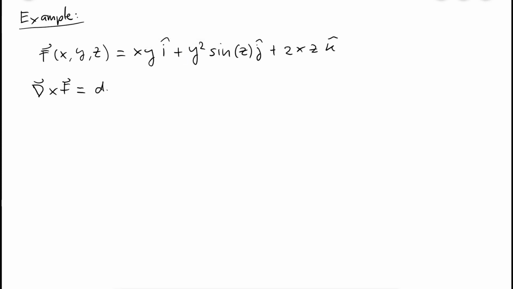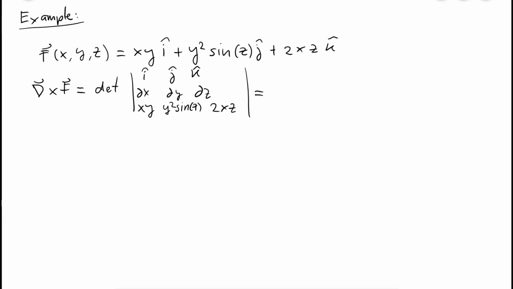So let's take the determinant of i, j, and k. First you write your partial derivatives at the very top: partial x, partial y, partial z. Below you write the components of the force. That's xy, here's y squared sine of z, and in the last box you write 2xz. So you take this determinant.